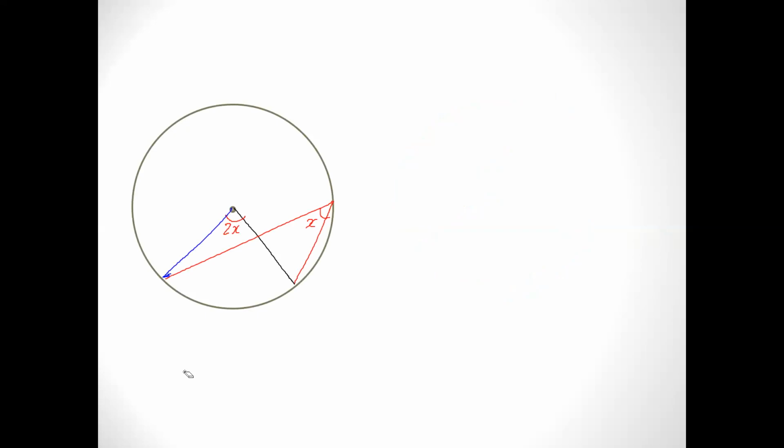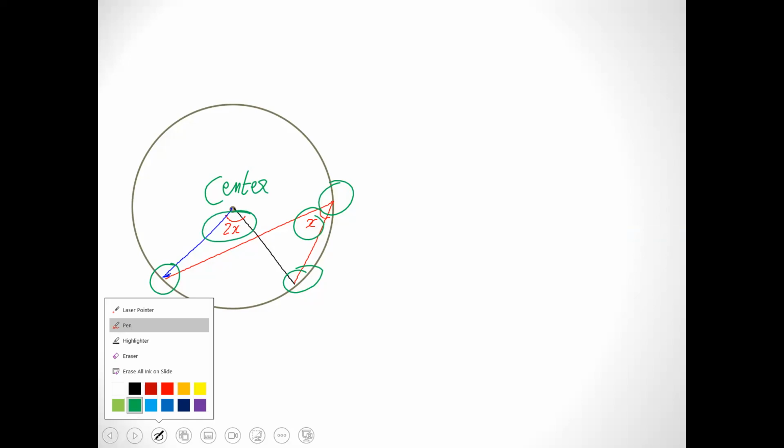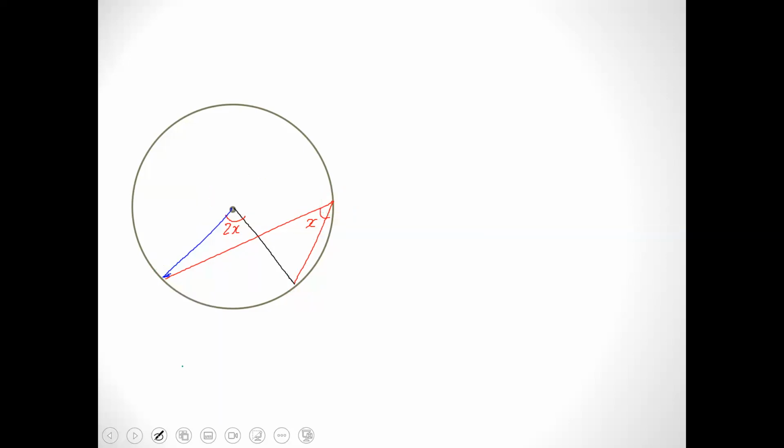This is another version of this property. Look again, how you check this property in the paper. You will count the number of corners: 1, 2, 3. 3 corners on the circumference and 1 corner at the center. So this angle is x, this angle is 2x. You have to copy this.